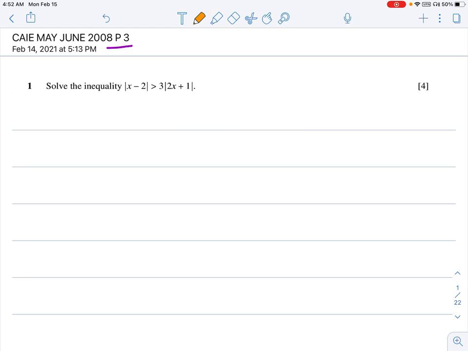Welcome. So this is the May June 2008 P3 paper. So let us solve the first question. So what am I going to do? Squaring on both sides.